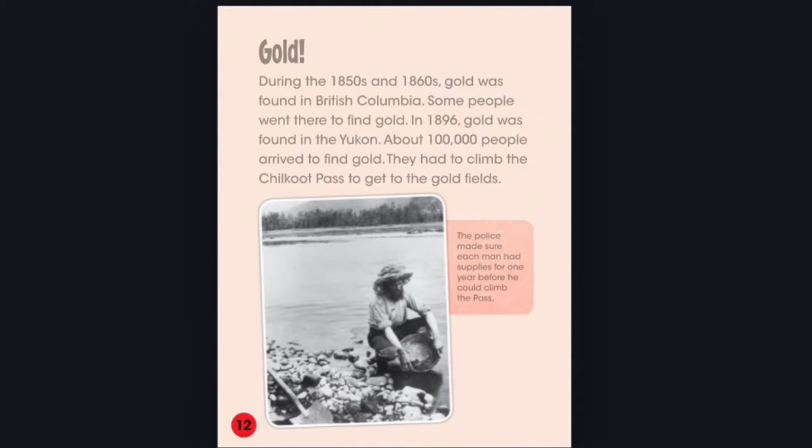Gold. During the 1850s and 1860s, gold was found in British Columbia. Some people went there to find gold. In 1896, gold was found in the Yukon. About 100,000 people arrived to find gold. They had to climb the Chilkoot Pass to get to the gold fields. The police made sure each man had supplies for 1 year before he could climb the pass.